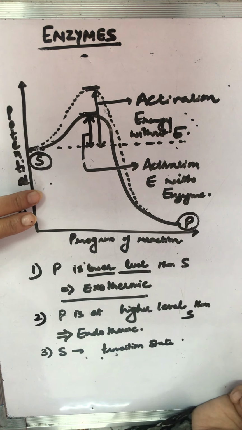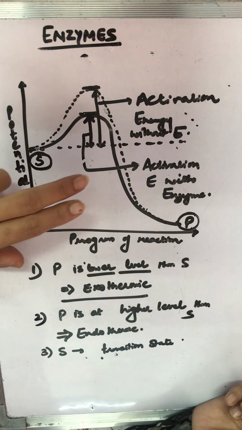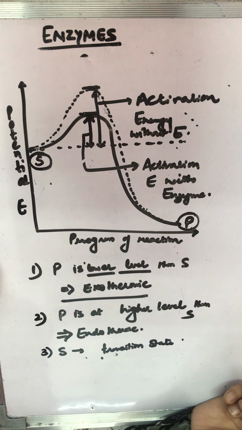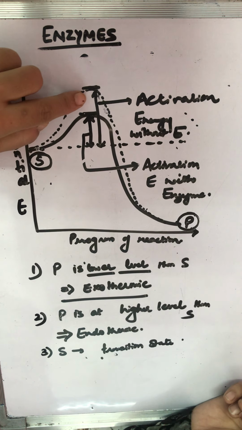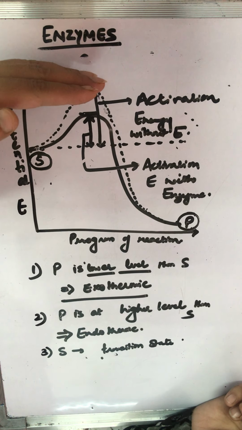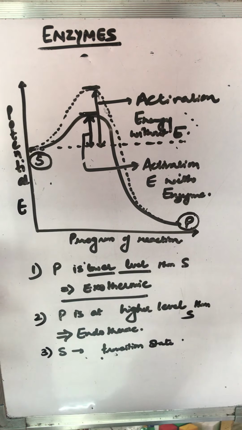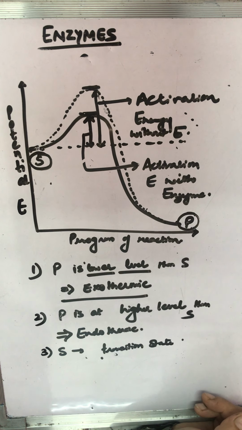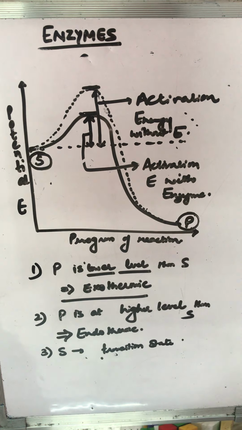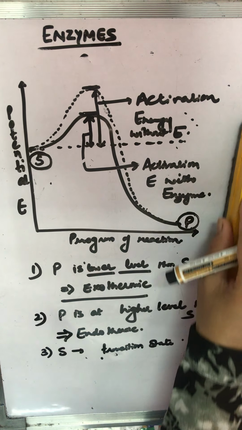It is all because of the enzymes. What do they do? They help in bringing down the activation energy. This is without enzyme, this is with enzyme. So automatically the reaction rate speedily occurs. This is how the enzymes function in every reaction. Clear? Now moving to nature of enzyme action.